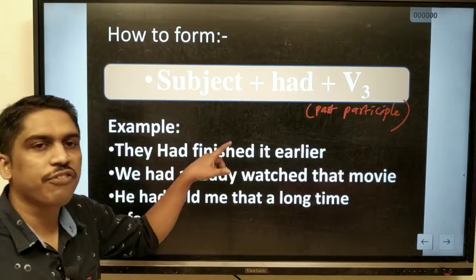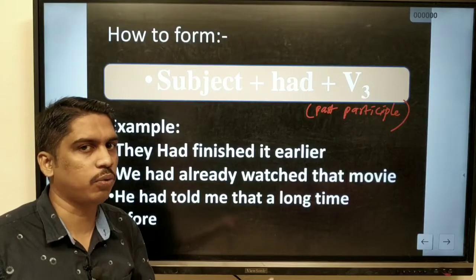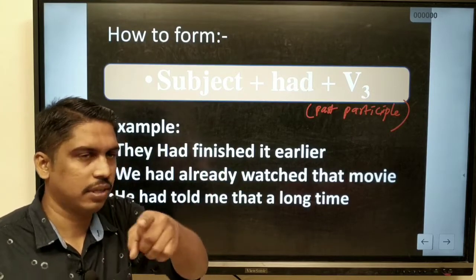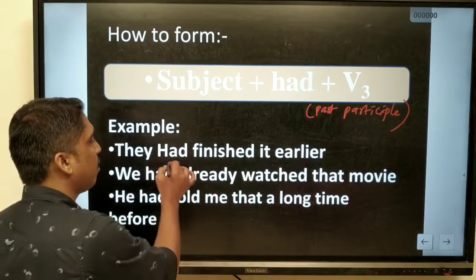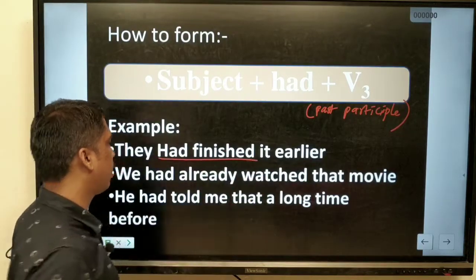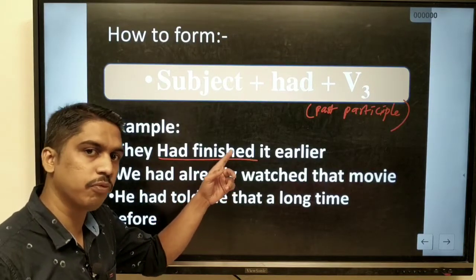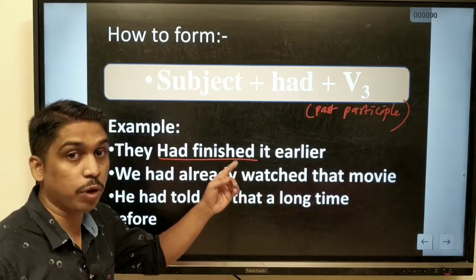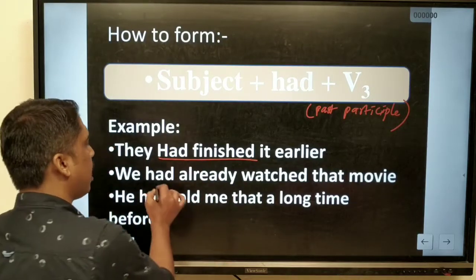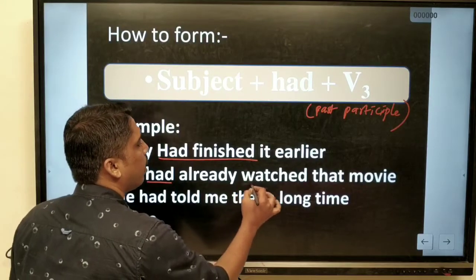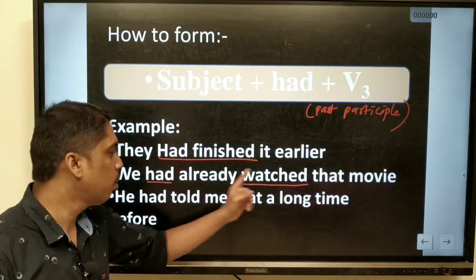They had finished it earlier. അവരത് നേരത്തെ ഫിനിഷ് ചെയ്തിട്ടുണ്ടായിരുന്നു. Remember the earlier past. So they had finished it earlier. Had finished. Okay, look at here, had plus finished. Finished is the past participle of finish, verb 3 of finish. We had already watched that movie. Here the verb is had watched.